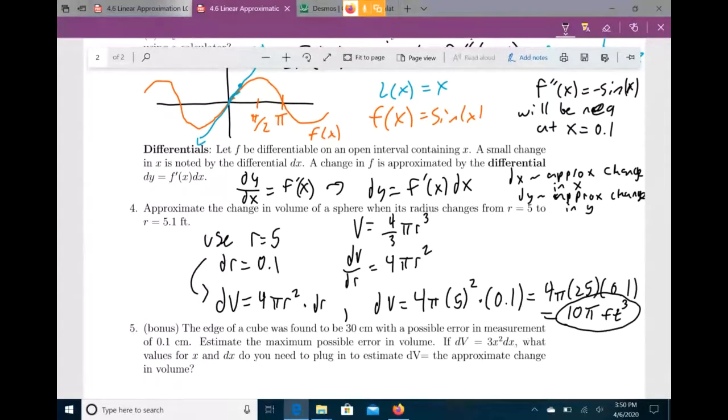You can think of differentials as kind of like measuring a margin of error, or how one quantity changes with respect to another.